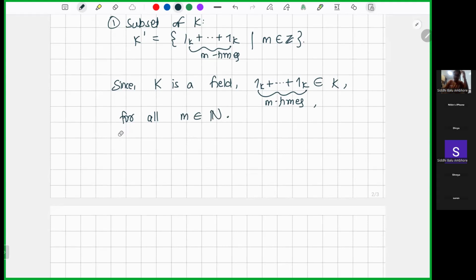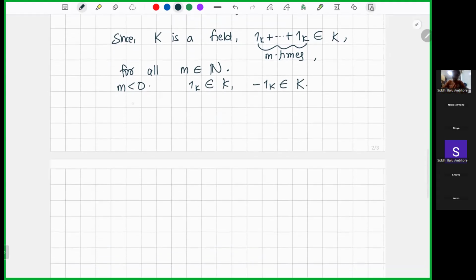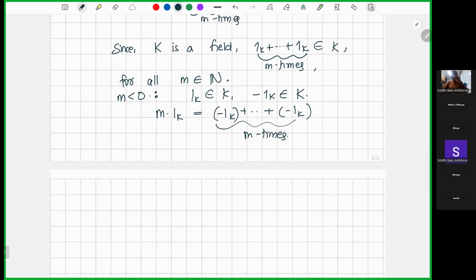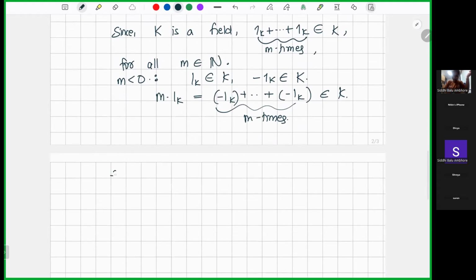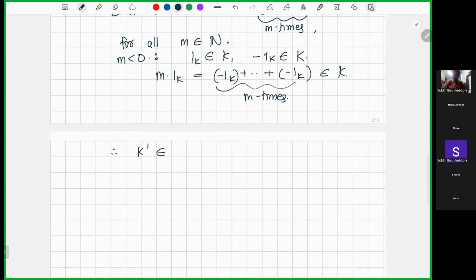And when m is less than 0, that is negative, we know that for 1_K in K, we have minus 1_K, the additive inverse of 1 in the field K. So when I write m into 1_K for m negative, it is the addition of minus 1_K, m times, and again minus 1_K belongs to K, so m into 1_K again belongs to K. Therefore K dash is contained in K, so the subset is proved.